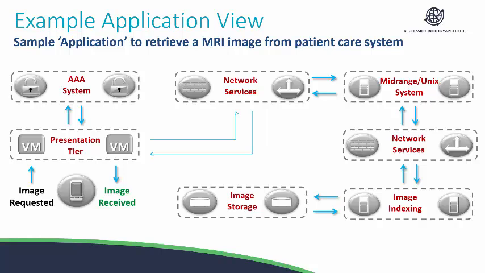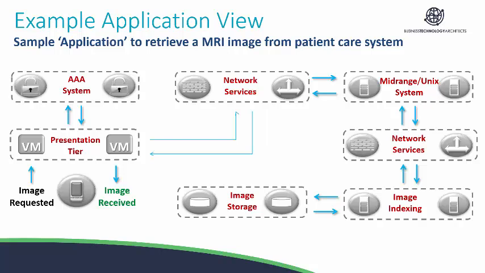So we identify an EPG when a specific group gets the same services from the network, or if there are no network services between the groups, we can view that as devices in each group being free to communicate with each other. So an EPG should basically be a presentation tier, a mid-range or Unix system. In this case, this is an application to retrieve an MRI image from a patient care system. So of course there would be images, and authentication for the EPG. If we request an image from the presentation tier on the virtual machine, we're of course authenticated.